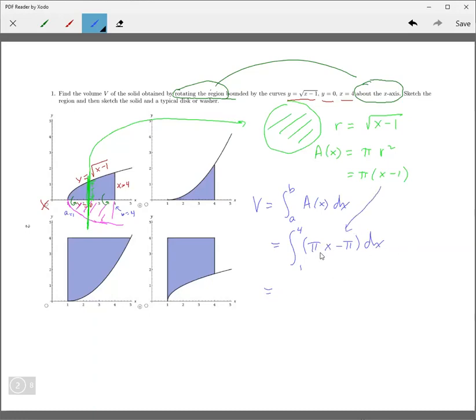So now you integrate this. This is pi x squared over 2 minus pi x. The integral of negative pi is negative pi x. And then that goes from 1 to 4. Put in the top limit first, subtract, and put in the bottom limit.